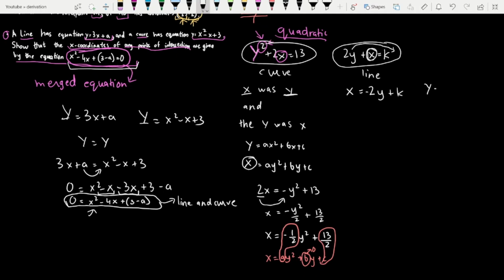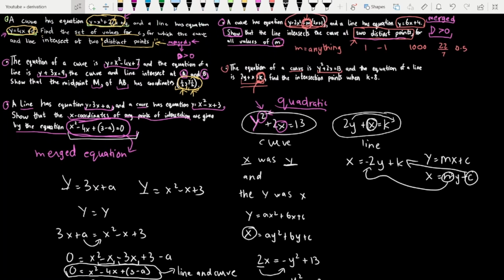So instead of having my equation in y equals mx plus c, I now have it in the form x is equal to my plus c. And this c is basically that k, m is basically this negative 2. Okay, so what does the question say? Now let's go back, and it says we need to find the intersection points when k is equal to 8.